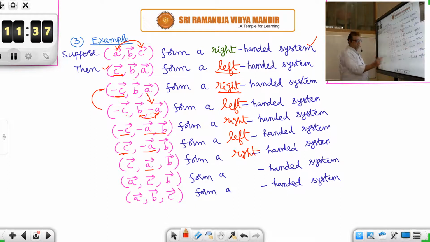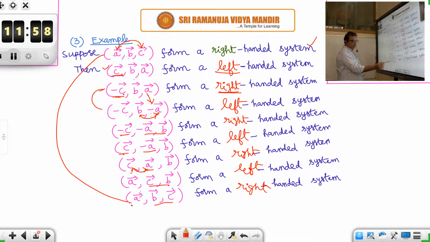Then what about this? A bar and C bar I have interchanged their places. Therefore right-handed will now become left-handed. Next, afterwards, what have I done? These two I have changed. Therefore again left-handed will become right-handed. And that is correct, because I started with A, B, C and I got A, B, C only. The original one is right-handed, the last one is also right-handed.